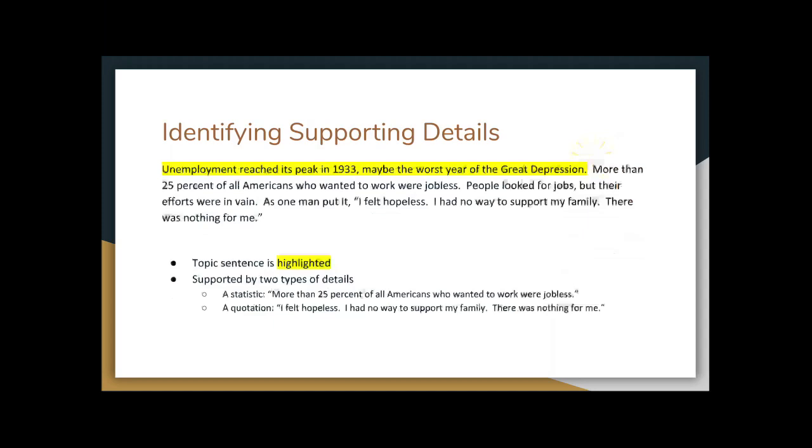He also uses a quotation. So this is from an individual who is explaining how the Depression affected him personally. "I felt hopeless. I had no way to support my family. There was nothing for me." So as we see here, the author's key point is the Great Depression led to unemployment, and that period of unemployment was pretty bad in 1933. And to support that, he uses a statistic and a quotation.